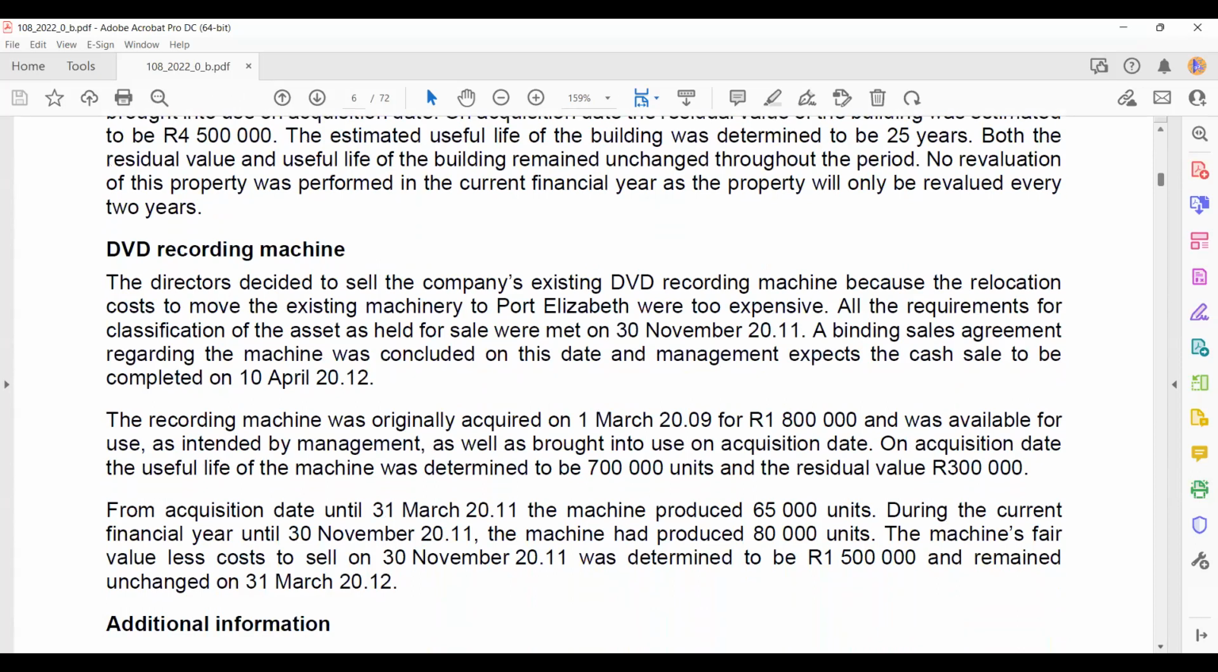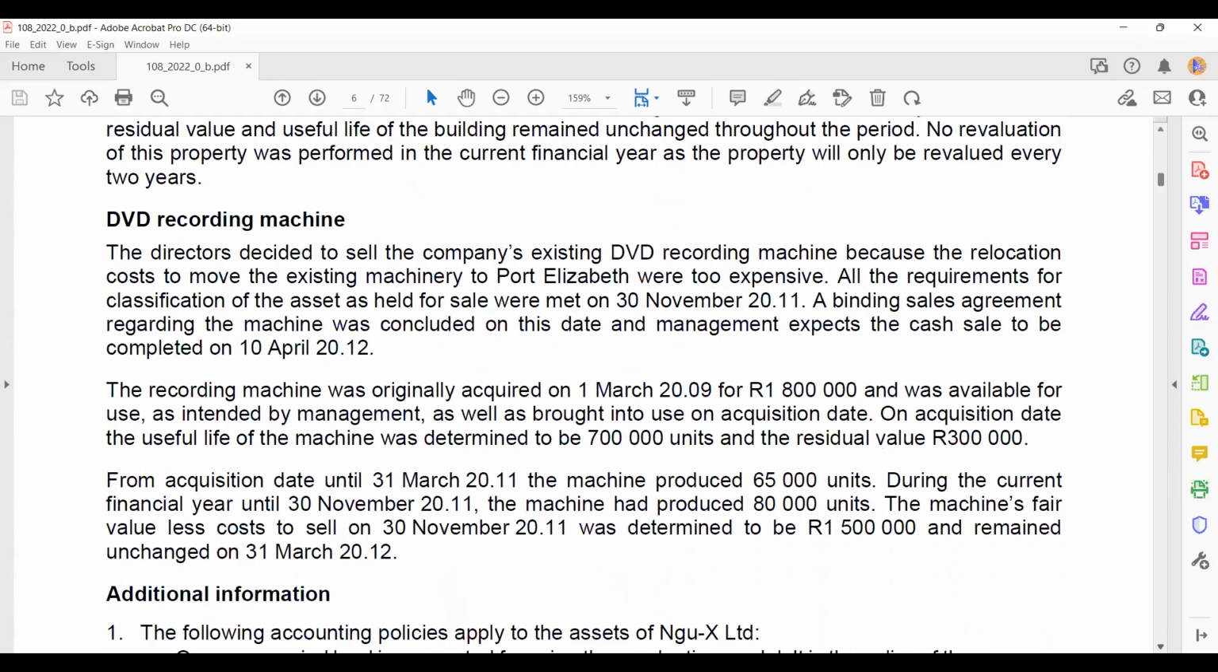DVD recording machine. The directors decided to sell the company's existing DVD recording machine because the relocation costs to move the existing machinery to Port Elizabeth were too expensive. All the requirements for classification of the asset as held for sale were met on 30 November 2011. A binding sales agreement regarding the machine was concluded on this date, and management expects the cash sale to be completed on 10 April 2012. So you can see 10 April 2012 is after the current financial year.